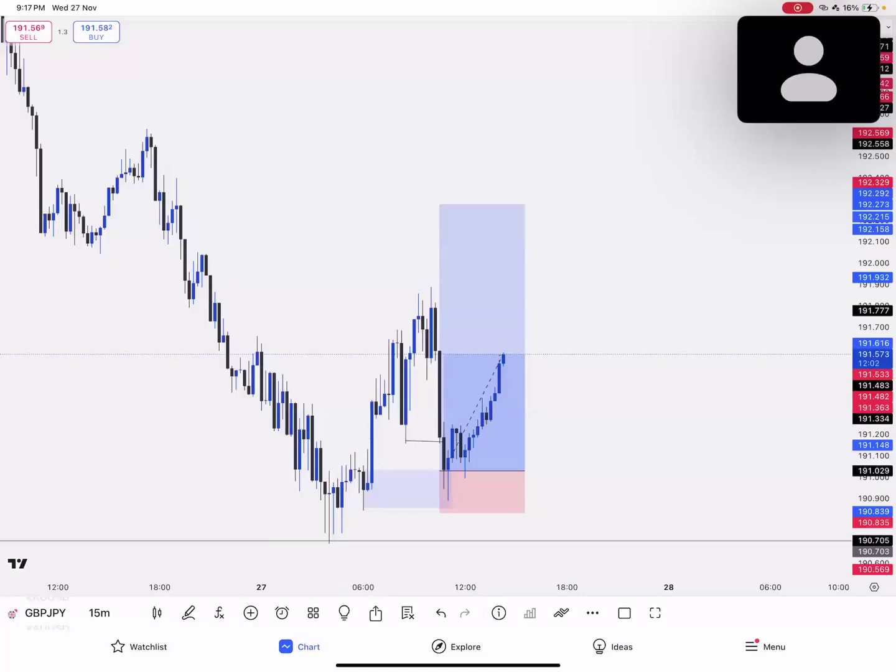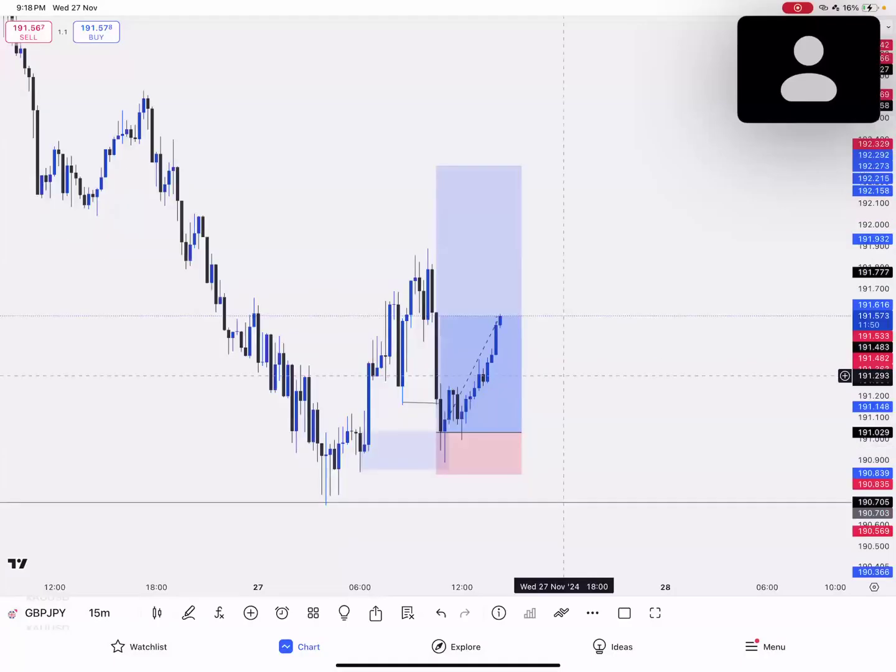The structure shift to the downside. And I asked him, where are you selling this trade to? If you're taking a sell here, where would you sell this trade to? Now you want to sell it again to the other block that the market has already mitigated.